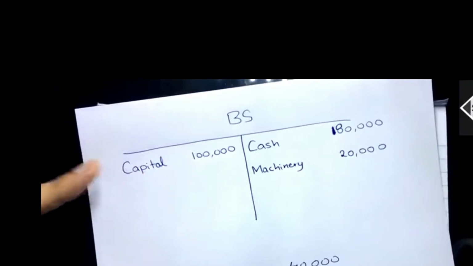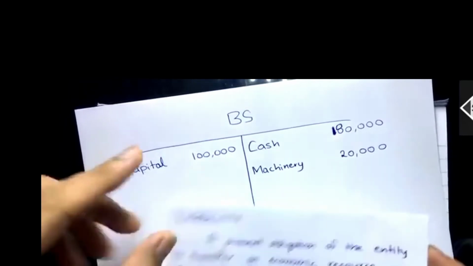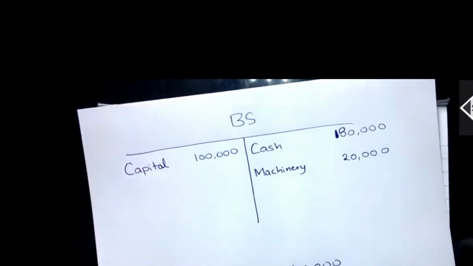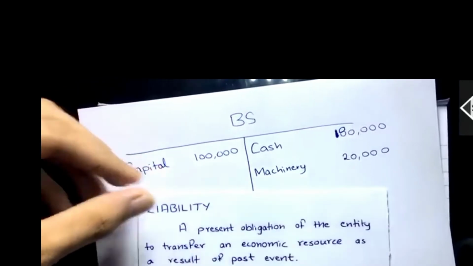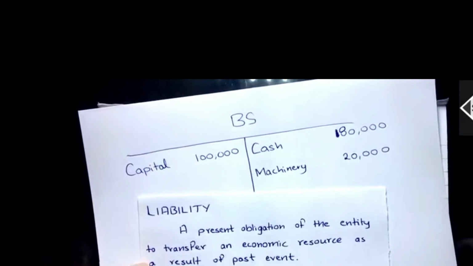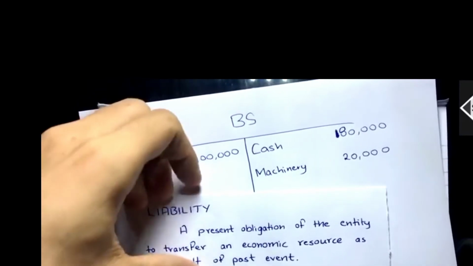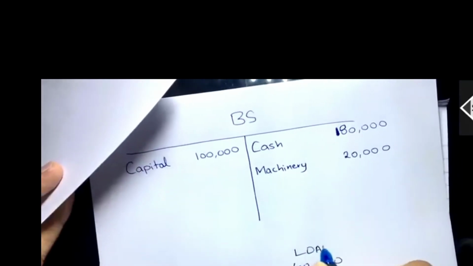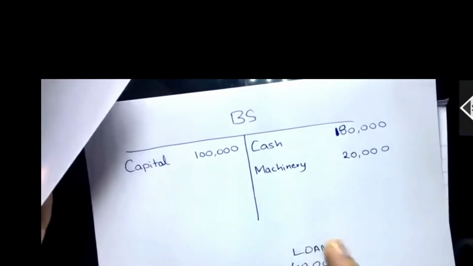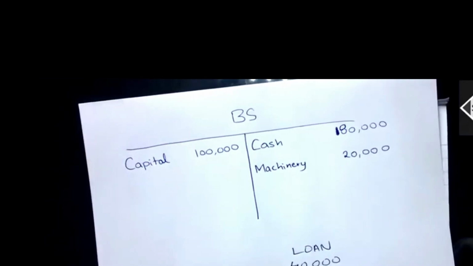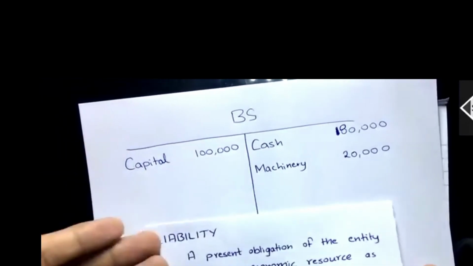So this obligation is called what? This obligation is called a liability, a present obligation. Now the obligation is there, you have to pay to the bank. What do you have to pay? You have to pay them cash, transfer an economic resource, that's cash. Why? Because it is a result of a past event. What was the past event? The past event was you took a loan from them. So a present obligation is there, you have to transfer them an economic resource, and that economic resource is cash. Simple. So that's what a liability is.